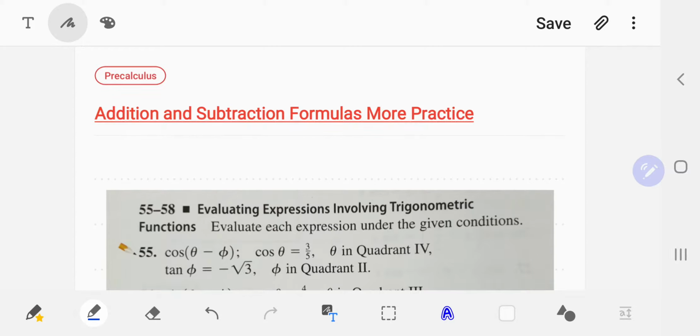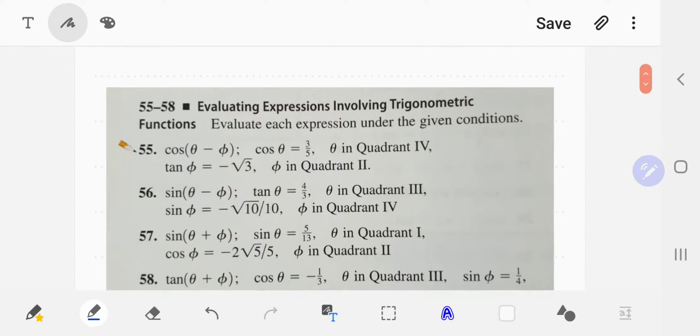Okay, let's try to do some more practice on addition and subtraction formulas. Let's have a look at these questions. It says evaluate each expression under the given conditions. What do we have in question 55, for example? He's asking us to find cosine of theta minus phi. Theta minus phi, so these are two angles. Cosine difference, so we can use cosine cosine plus sine sine.